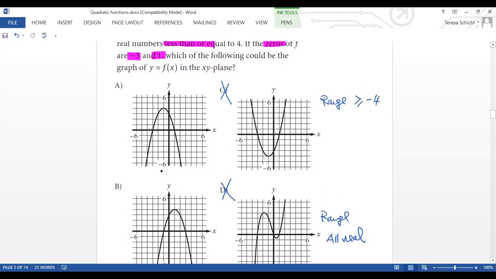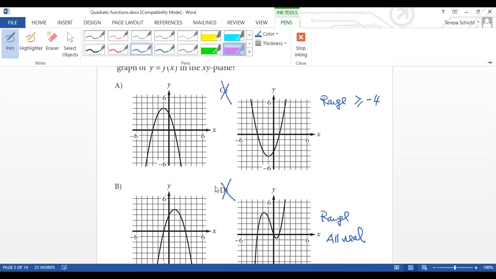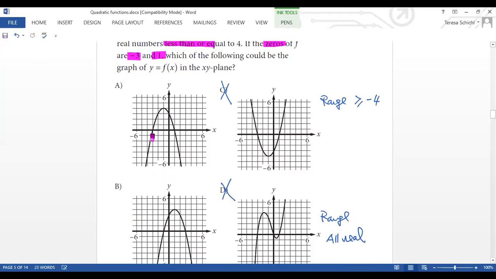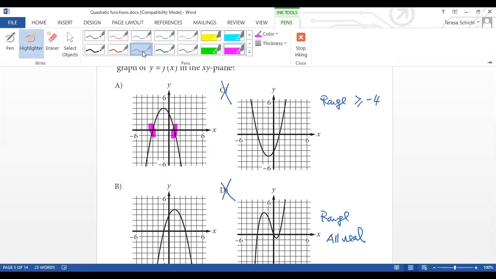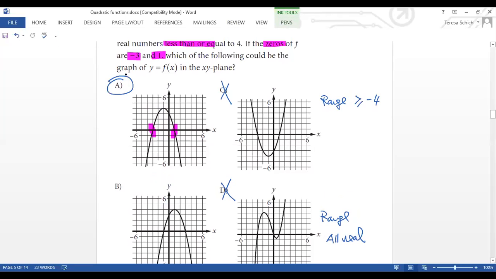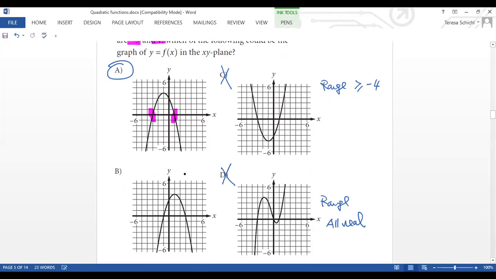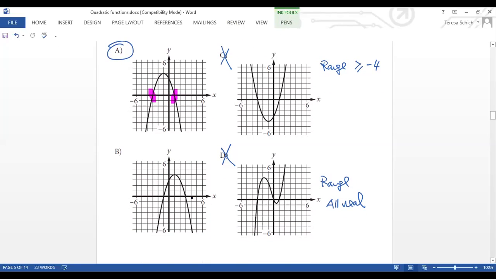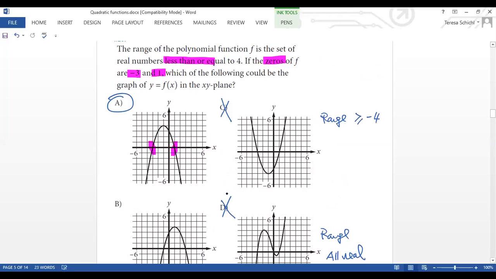Now the zeros are negative 3 and 1. That means the graph has to touch the x-axis at x equals negative 3 and 1. This one is negative 3 and this is 1. So the answer is A. As you can see, B here has negative 1 and 3, so those are not the zeros. The zeros are negative 3 and 1, so it's A.